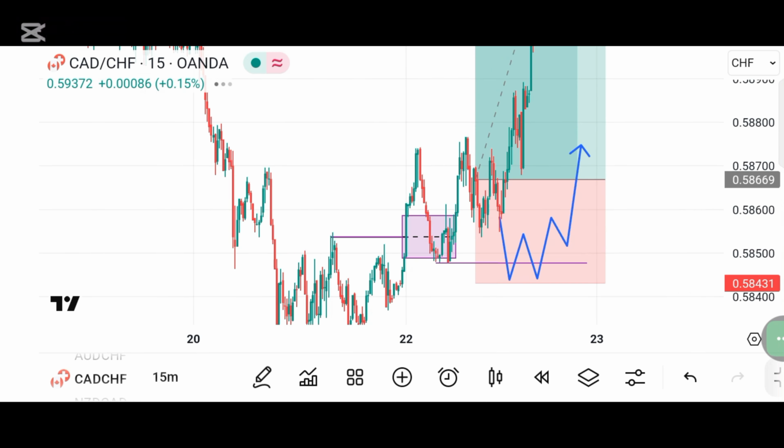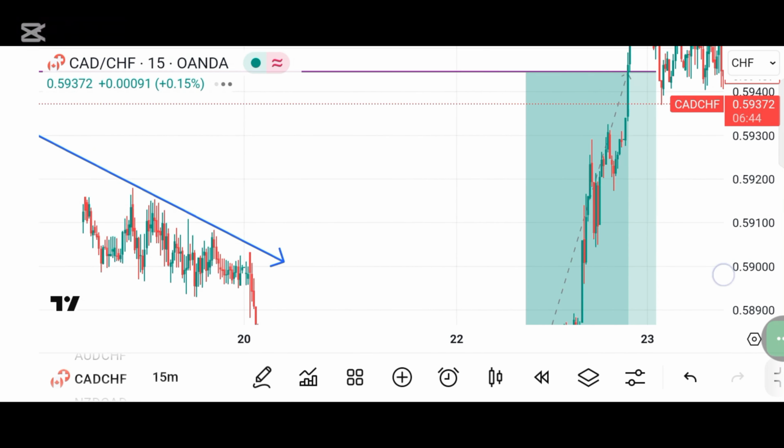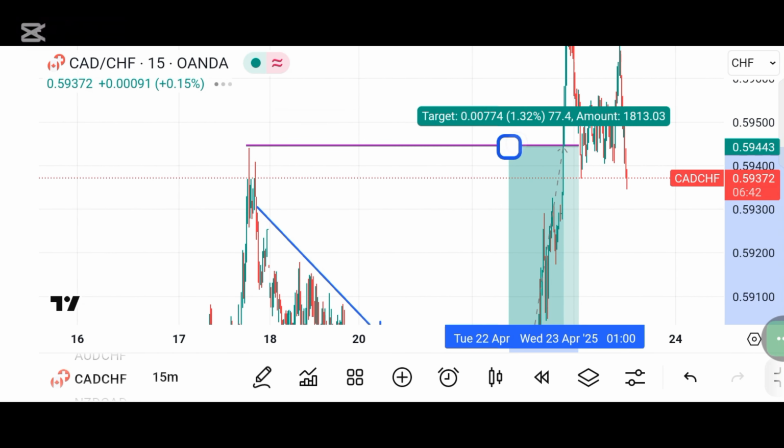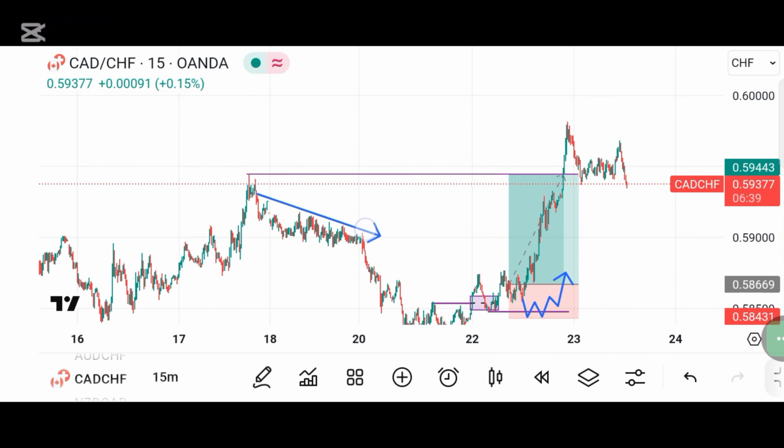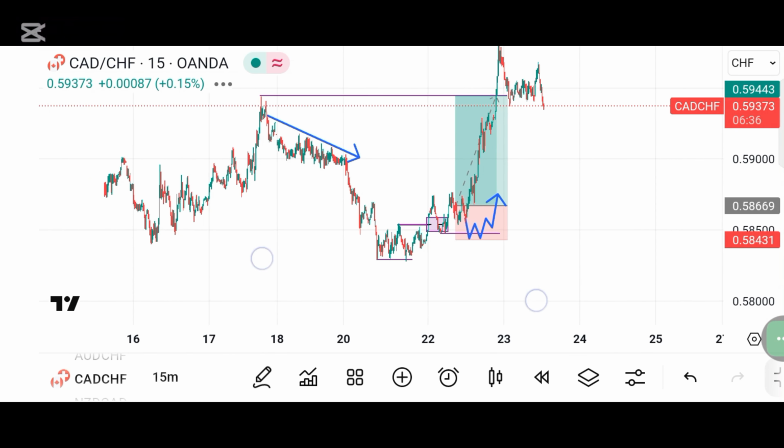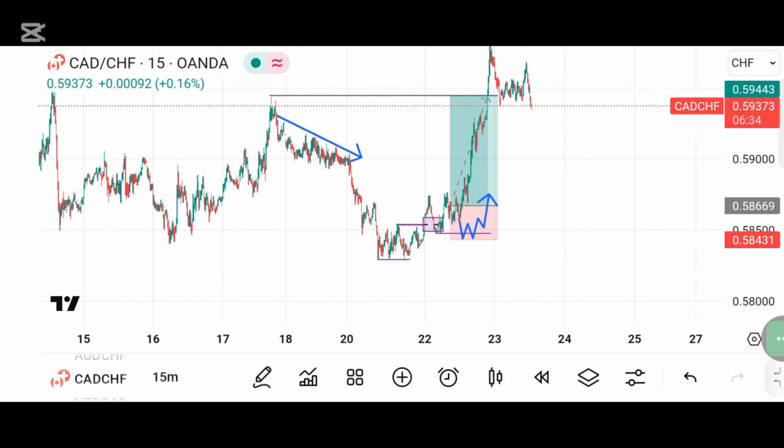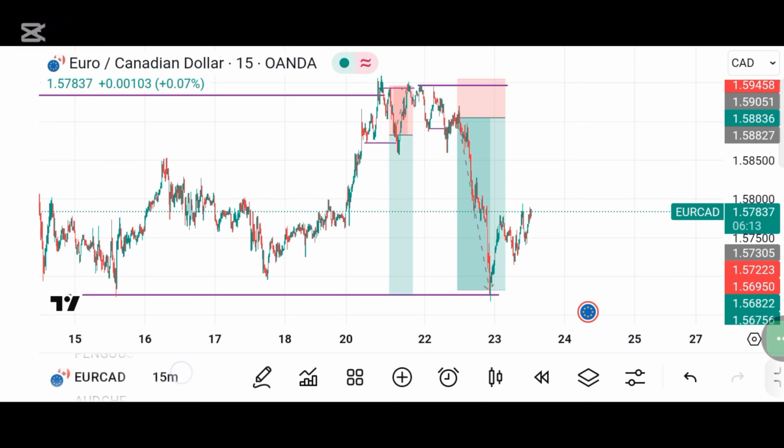So I also had a nice target. Now this was my target, this drawn liquidity. This was the external range liquidity, and this is the constructed liquidity. So this price action was very, very complete. Then if you go further to check on other pairs like EuroCard, I had some trades on EuroCard also. Let's go to the daily time frame.